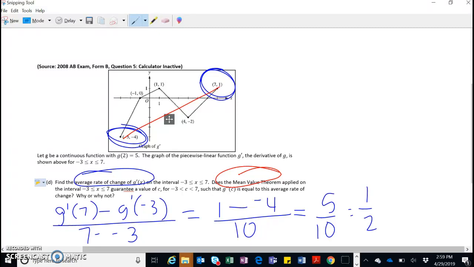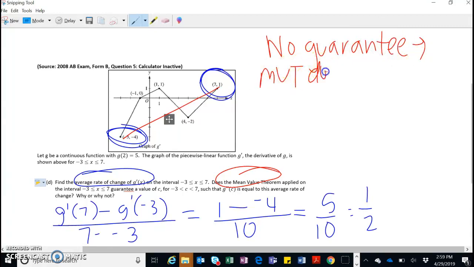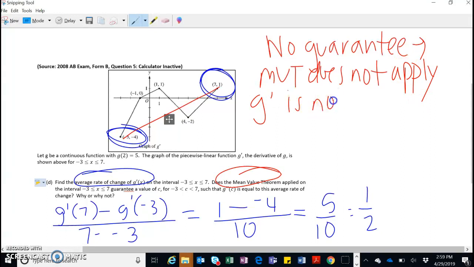So does the MVT applied to this interval guarantee a value of c? No guarantee. That's because MVT does not apply because g prime is not differentiable on the interval negative 3 to 7. The reason we're not differentiable are all these cusps and sharp turns that exist between negative 3 and 7.